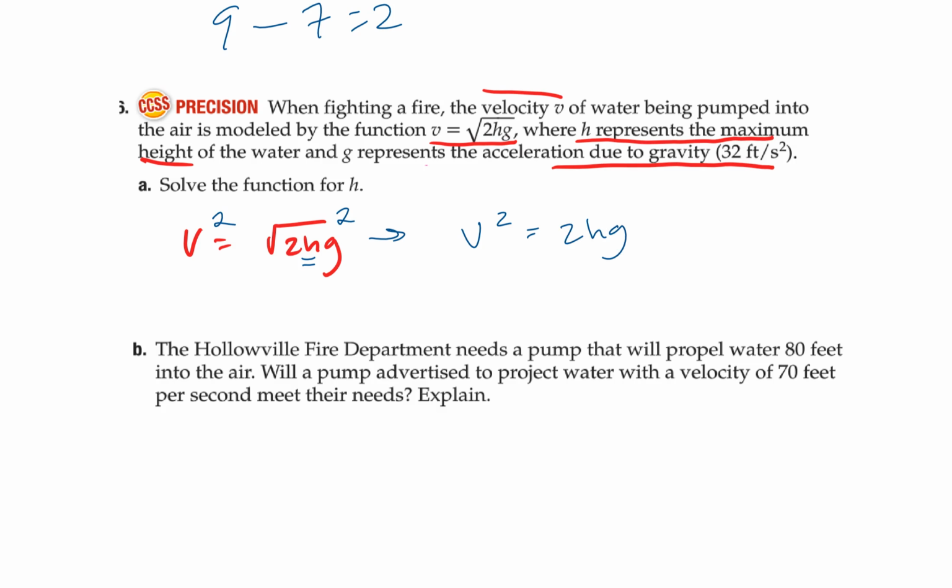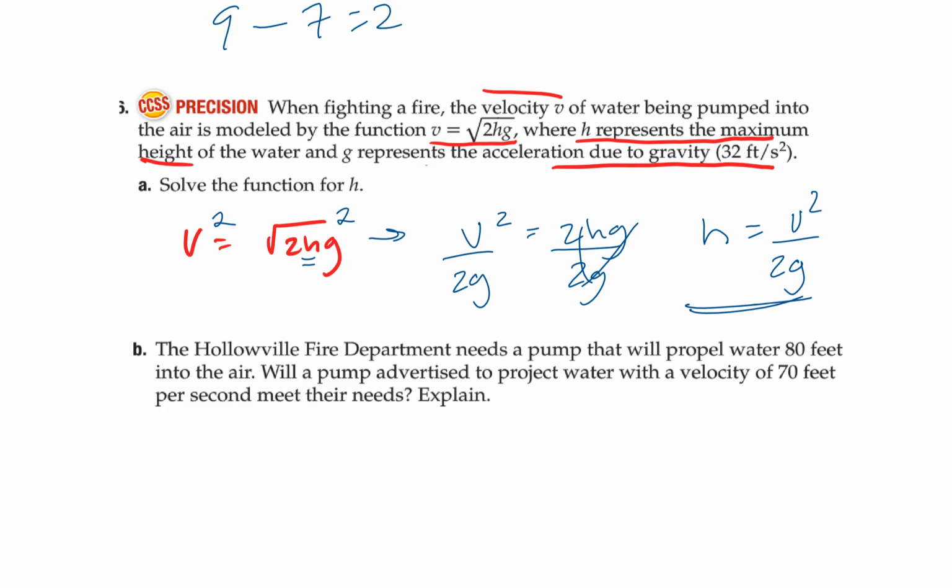Now again, you want the h by itself, so let's get rid of the 2 and the g. They're being multiplied right now. You just do the opposite. 2g divided by 2g. Those go away. And you get h equals v squared over 2g. So that's my function, solve for h. So h by itself.